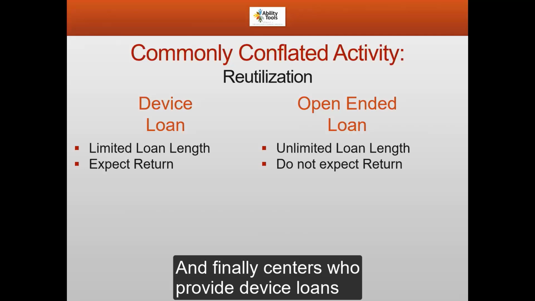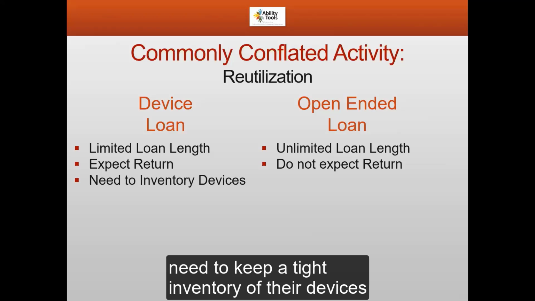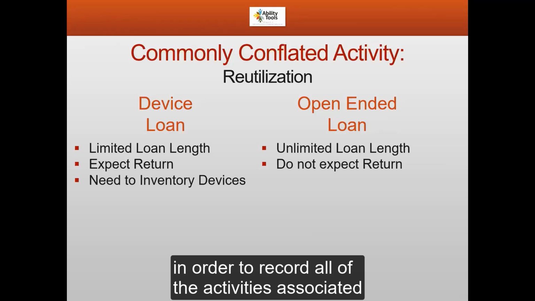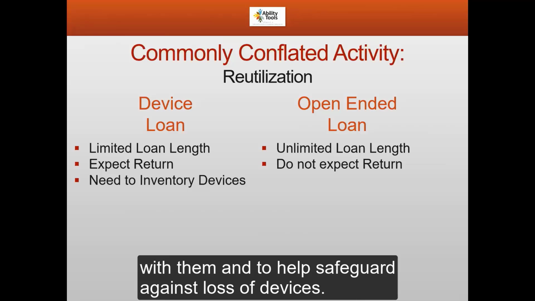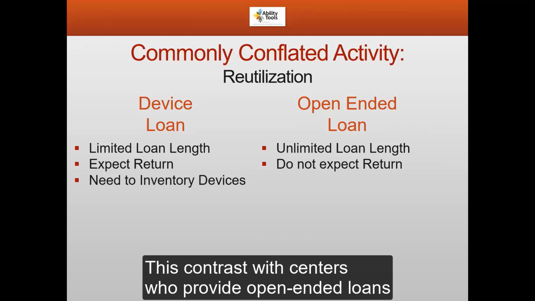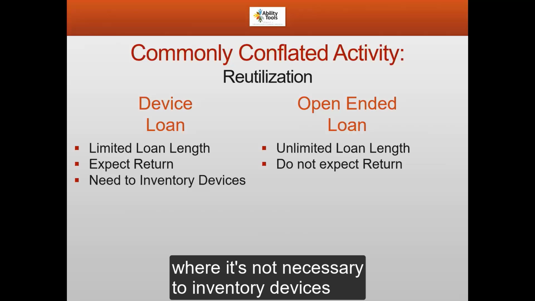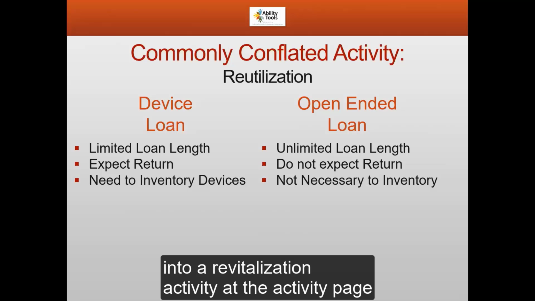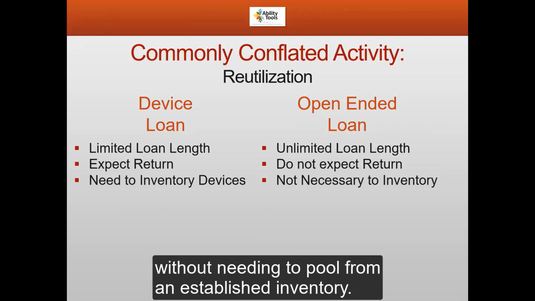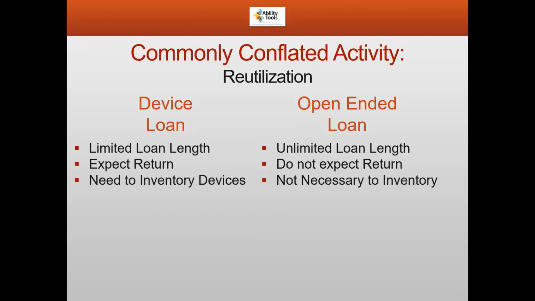And finally, centers who provide device loans need to keep a tight inventory of their devices in order to record all of the activities associated with them and to help safeguard against loss of devices. This contrasts with centers who provide open-ended loans, where it's not necessary to inventory devices, as you're able to add a device into a reutilization activity at the activity page without needing to pull from an established inventory.